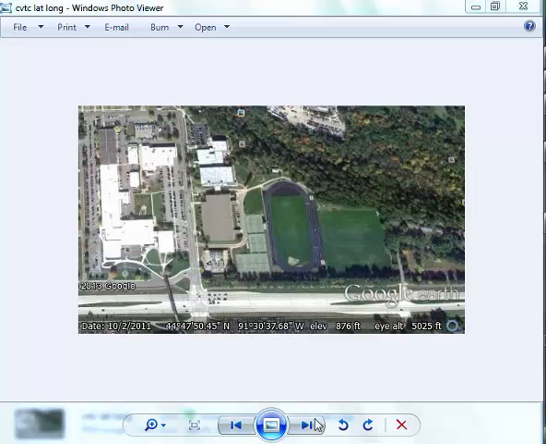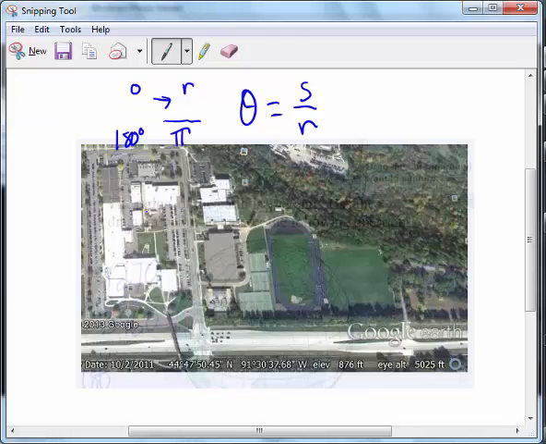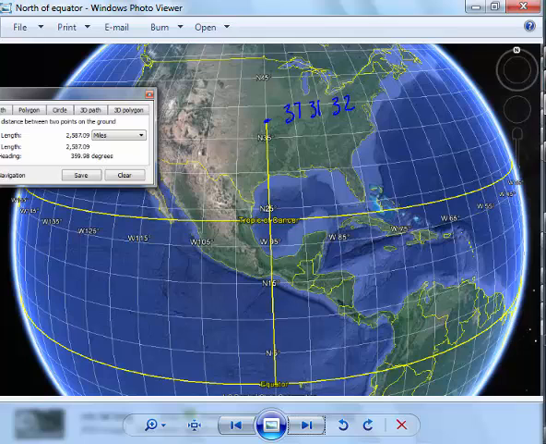And then the other one that I wanted to show you is the distance from the equator that a certain town is, 2,587 miles north of the equator. So now we know the miles and we know the radius. So we'll take the miles divided by the radius on our calculator.